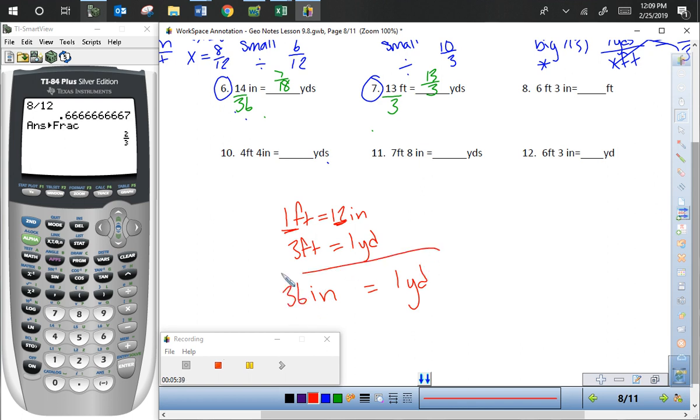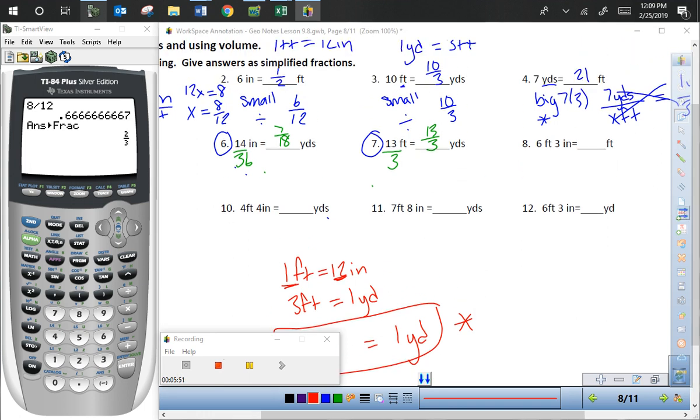It's going to be very helpful for us to know this conversion rate, even though we're not as familiar with it as we are some of those other ones, okay? 36 inches in 1 yard. And that tells you, on this number 6, that we need to divide by 36, because we're starting with the smaller one, and that reduces to 7 over 18.